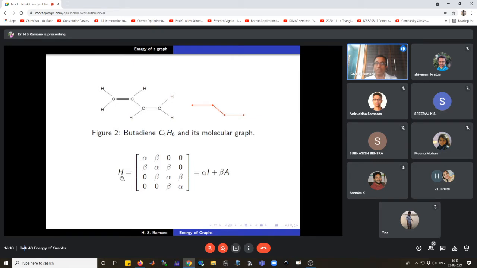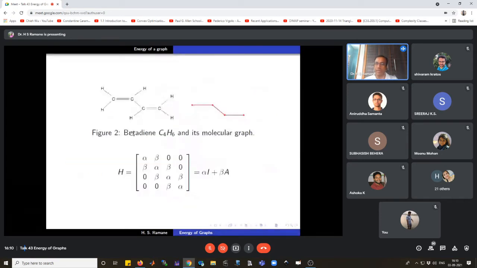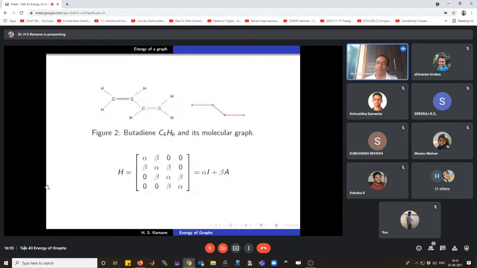Suppose the eigenvalues of H are taken as epsilon i, and the eigenvalues of the adjacency matrix are say lambda 1, lambda 2, up to lambda n, and of course the eigenvalues of the identity matrix are 1, 1, 1. So epsilon i will be alpha plus beta lambda i. So the energy levels epsilon i of the pi levels are related with the eigenvalues by this relation, epsilon i is alpha plus beta lambda i, because H is expressed in the form alpha I plus beta A.